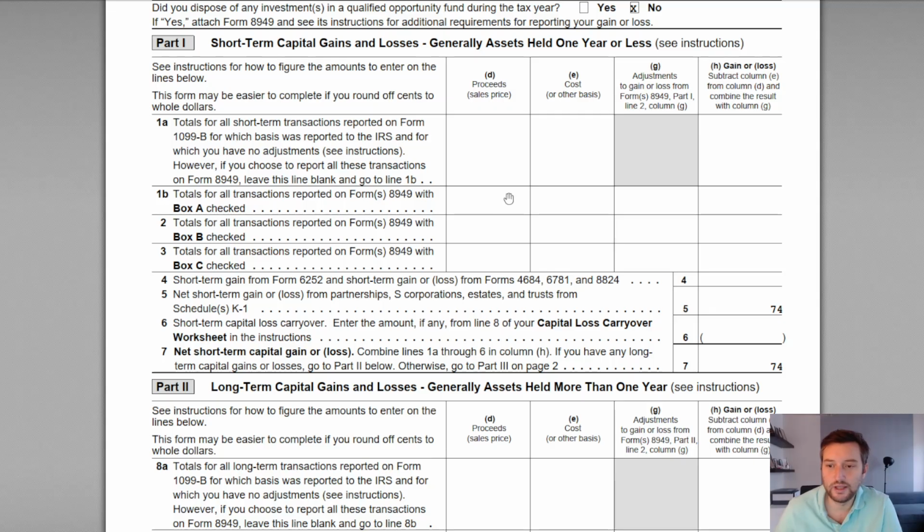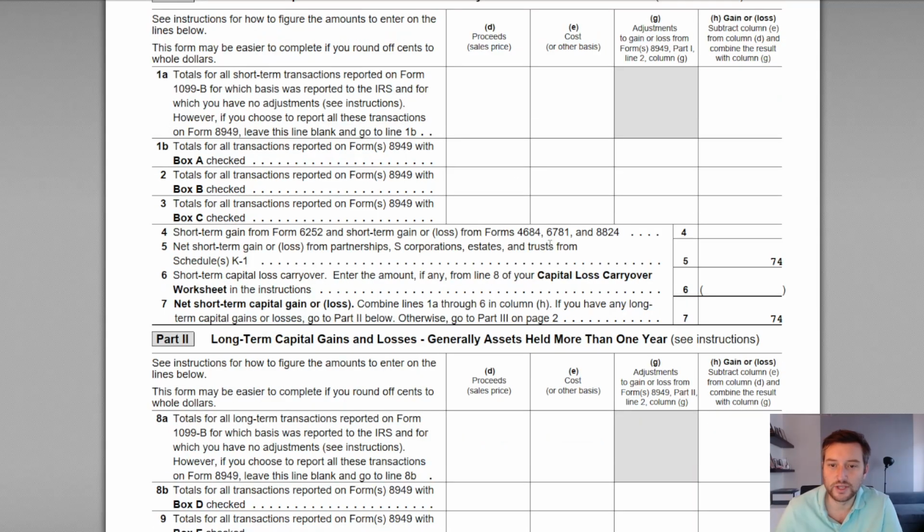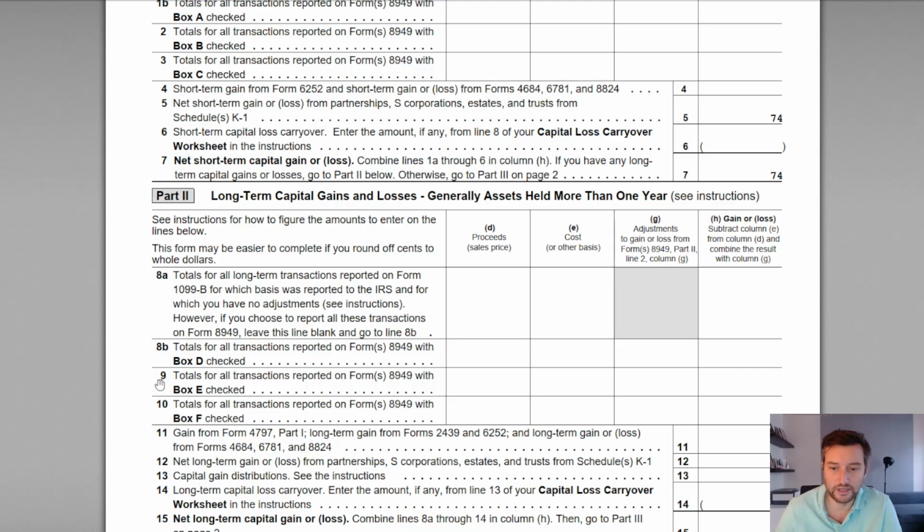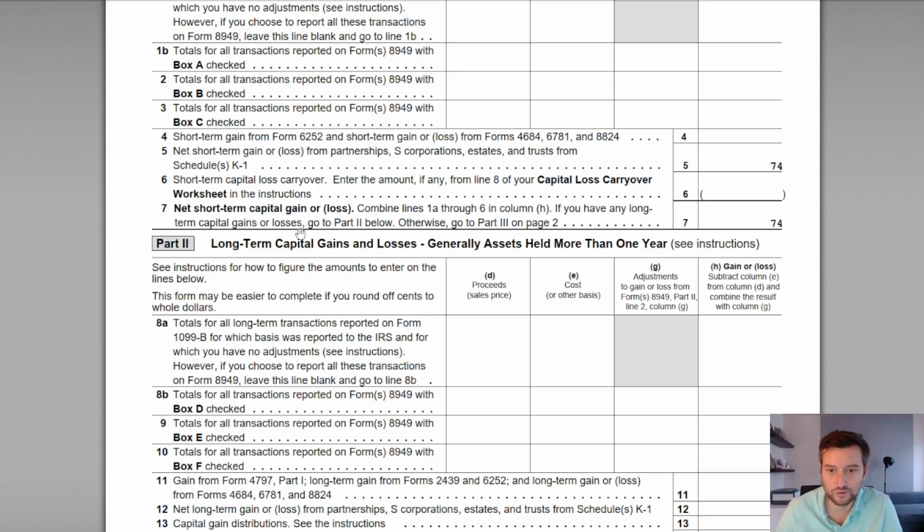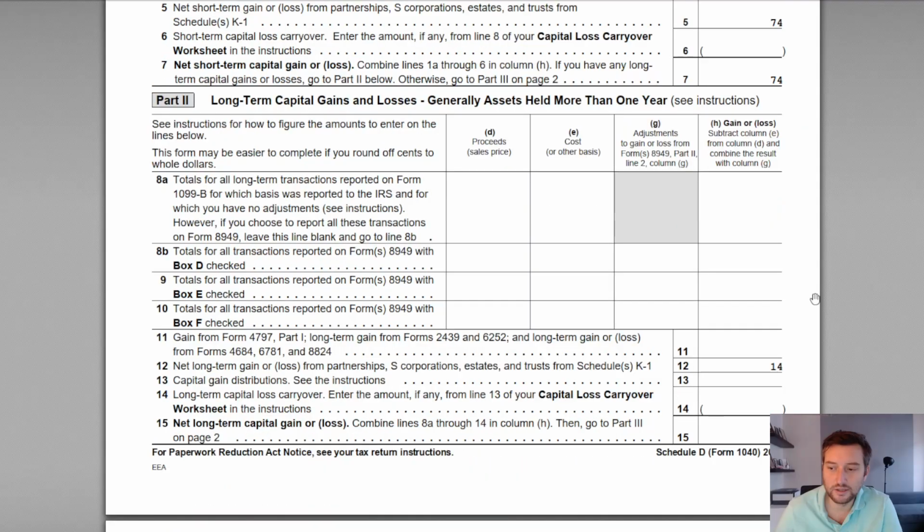Amy hasn't traded any other stocks or bonds or cryptocurrency in her own accounts. So that's why we're not seeing any entries for lines 1A through 3. But you might have entries there if you have your own brokerage account. And we see the same things for lines 8A through 10. Where we do see the K-1 amounts are lines 5 and 12. Line 5, allocation of net short-term gain from partnerships, S-corps, estates, and trusts. There's our $74 figure. And then on line 12, the same net long-term gain allocation is $14.